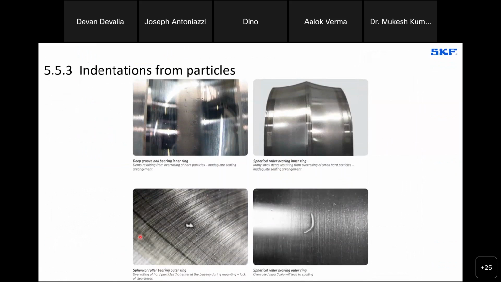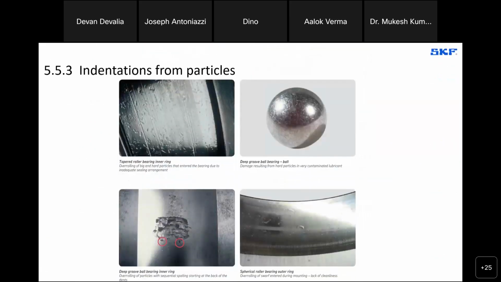So here are some examples. See, swarf overrolled, small dents. If we zoom in, we can actually see the denting. And mind you, if we get surface initiated fatigue or subsurface initiated fatigue, where we've got the actual bearing particles themselves being overrolled, you can well imagine how this grows and spreads over time. Here again, notice the two initiation points and the spalling behind them.